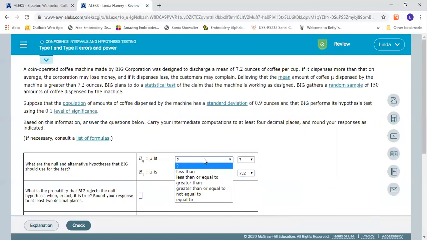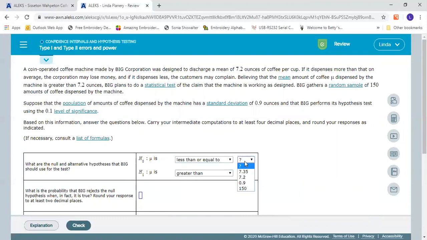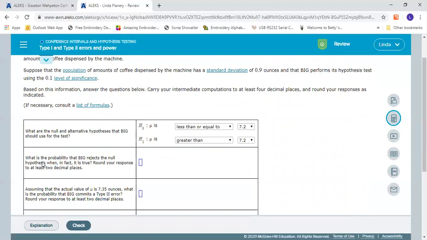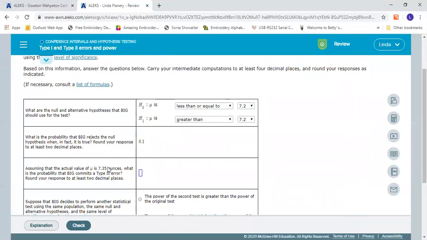That means my null hypothesis is going to be the less than or equal to 7.2. Let me go back to here. What is the probability that Big rejects the null when in fact it's true? Rejecting the null is a type 1 error. So what's the probability of committing my type 1 error? That's my level of significance. I don't have to do any calculations, 0.1. I jumped ahead, I was trying to do the next part. So 0.1.